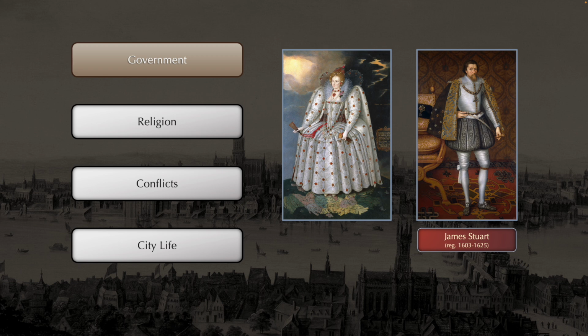He was the first Stuart monarch. So Queen Elizabeth was the last Tudor, and James Stuart was obviously the first Stuart monarch. And he could trace his family ancestry matrilineally back to Henry VII, his great-great-grandfather, the first Tudor monarch. And he would rule from 1603 until his death in 1625. And this is referred to as the Jacobean period.